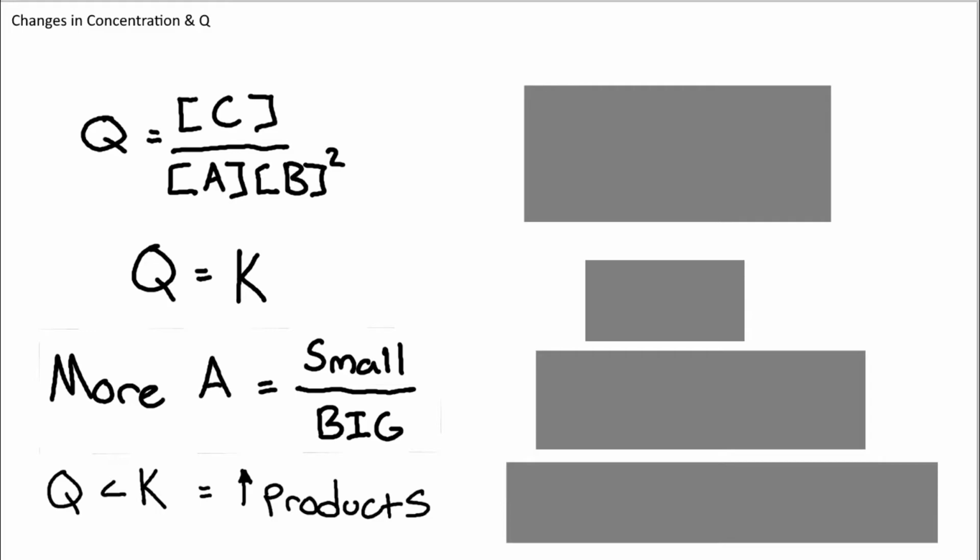And if we remember from a couple of lessons ago, we were relating Q to K. And when Q is less than K, we are going to generate more products in a reaction in order to bring the reaction back to equilibrium, because when Q is equal to K, the reaction is at equilibrium.